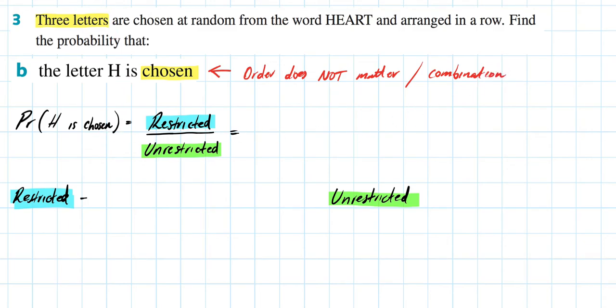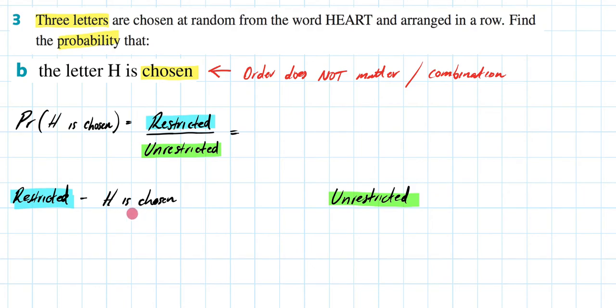Now, it is also a probability question, so we're not simply finding all the different combinations that include the letter H. What we're doing is taking all those combinations which contain the letter H and dividing them over the unrestricted combinations, all the combinations together. As you see, I've broken this down into first finding the restricted, by which I mean when H is chosen, and then we're going to divide that by the unrestricted. So what does it mean if H is chosen?